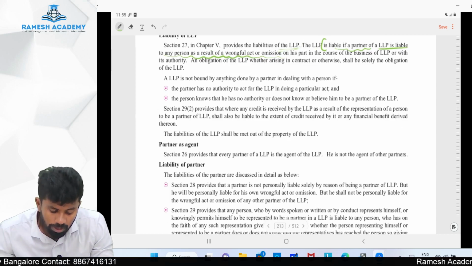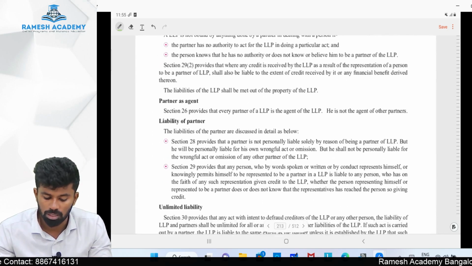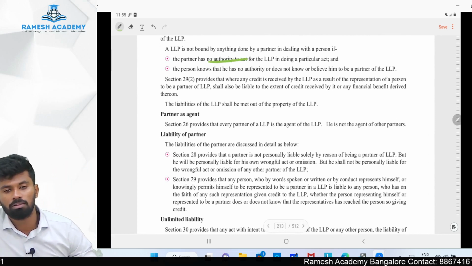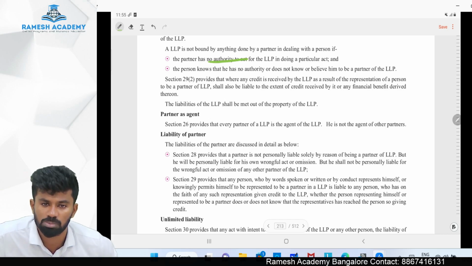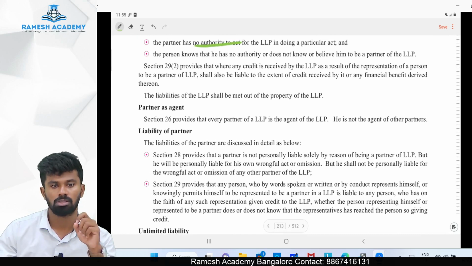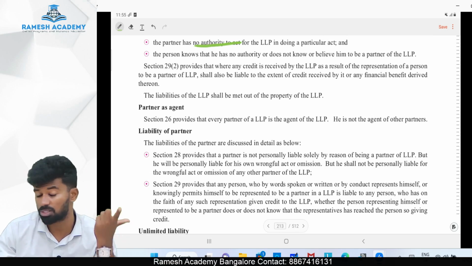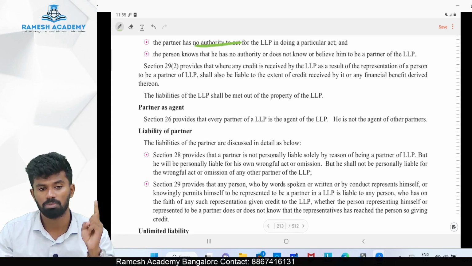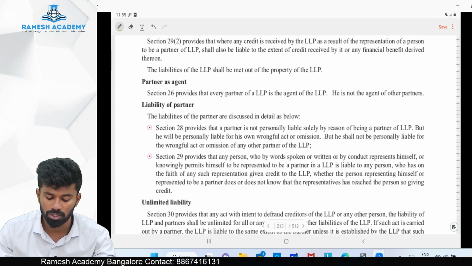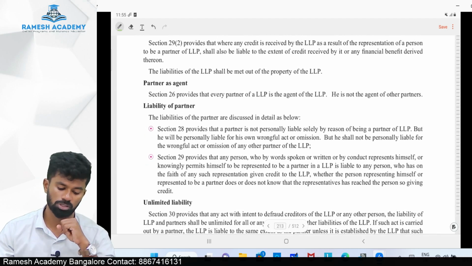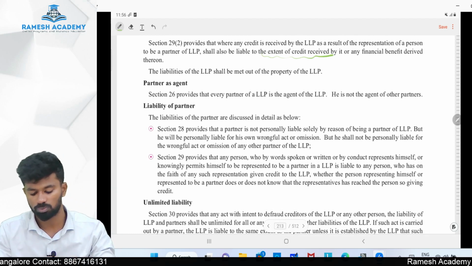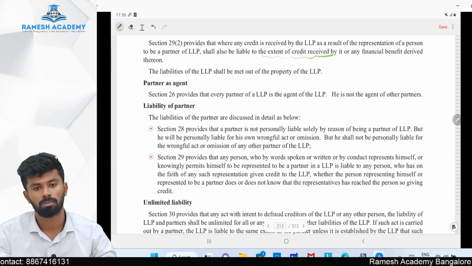The LLP is not bound by anything done by a partner in dealing with a person if the partner has no authority to act. So what if a partner goes beyond his powers? Is the LLP responsible? The answer is no. Only if a partner does anything within his powers, acting in good faith, or with a person who is acting in good faith, then only the LLP is responsible. Section 29 of the Act provides that where any credit is received by the LLP as a result of the representation of a person to be a partner of the LLP, that person shall also be liable to the extent of the credit received by it or any financial benefit derived thereon.